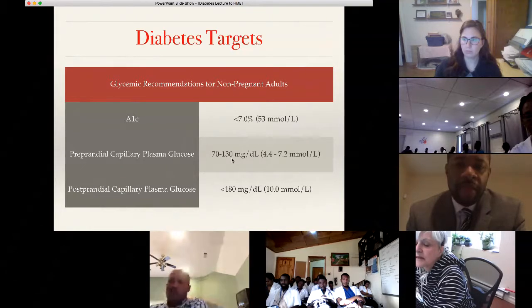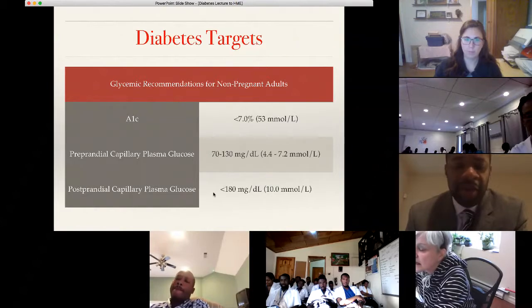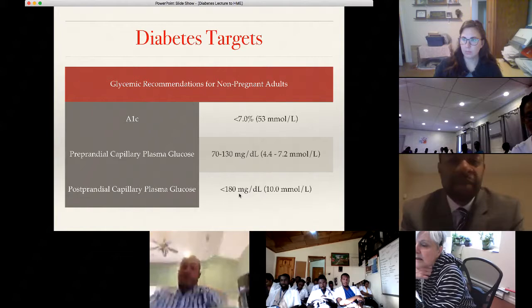And we want the postprandial, which means after they eat, to be less than 180.